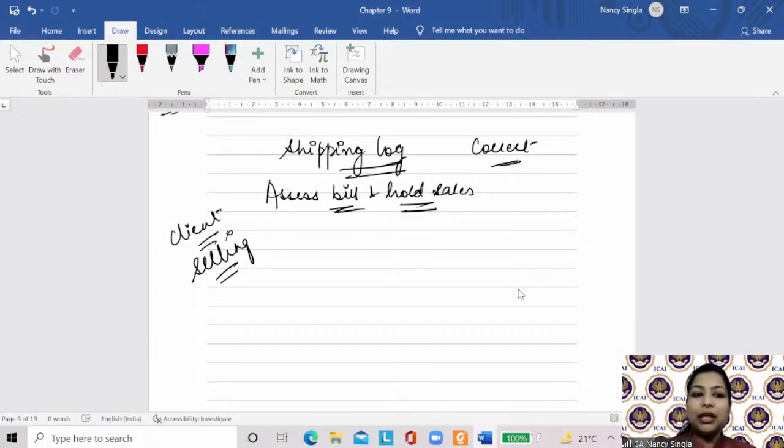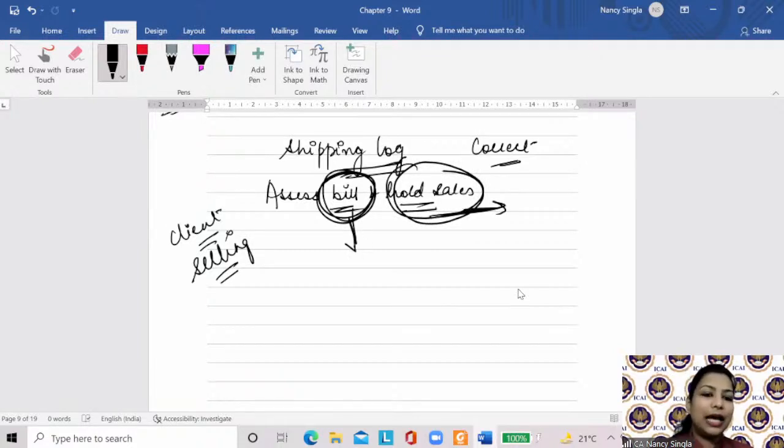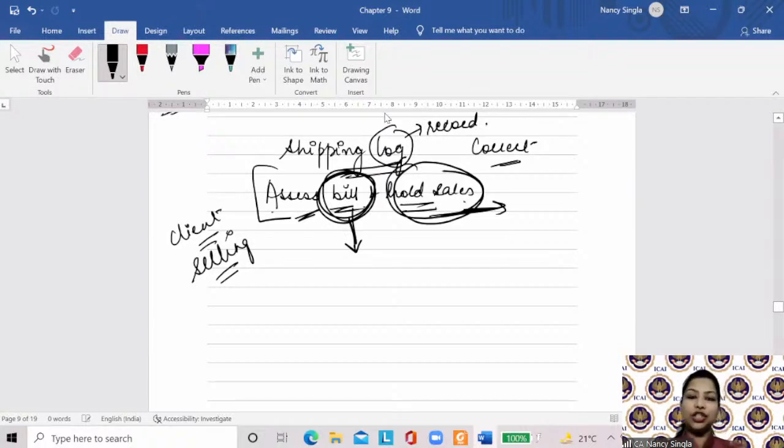So what is happening here? The company is billing the client. It is billing the debtors, but holding the goods with itself. The goods have not been dispatched though the bill has been raised. So if any such arrangement is there, then the auditor needs to verify that also. So assess bill and hold sales, and log means record. Okay, if you have done some shipment, you can also check its dates, no, to see which correct accounting period it will fall in. Okay, Tanu, I hope your query is clear.